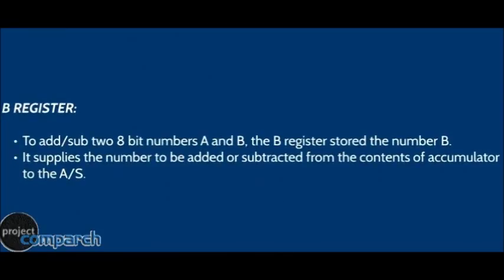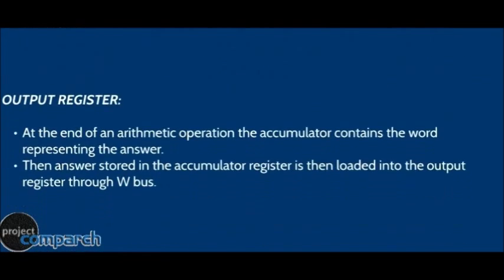B register. To add or subtract 2 8-bit numbers A and B, the B register stores the number B. It supplies the number to be added or subtracted from the contents of the accumulator to the adder subtractor. Output register. At the end of an arithmetic operation, the accumulator contains the word representing the answer. The answer stored in the accumulator register is then loaded into the output register through the W bus.